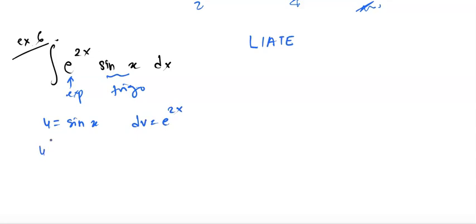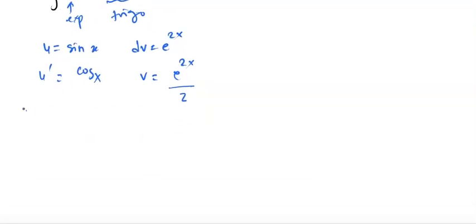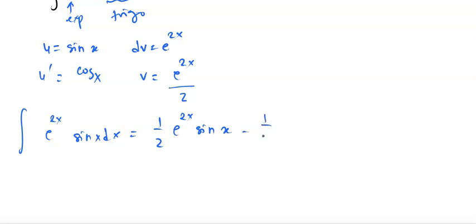On the left side, you differentiate sin x to become cos x, while for the right side you integrate, which will be e to x. Then put back inside the equation, your integration will be uv, which is e to x sin x, minus the integration of e to x cos x dx.